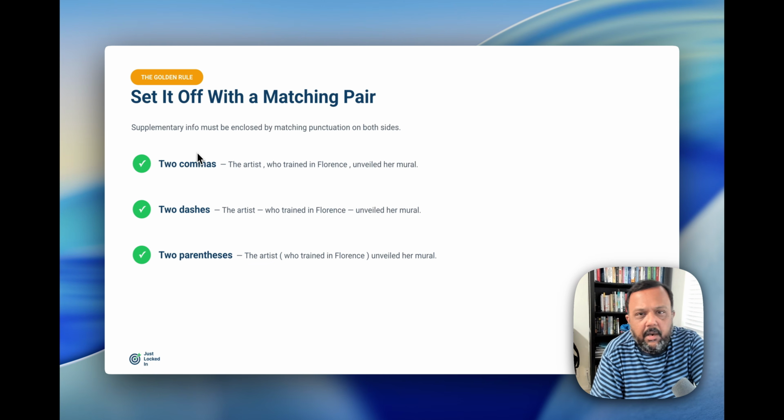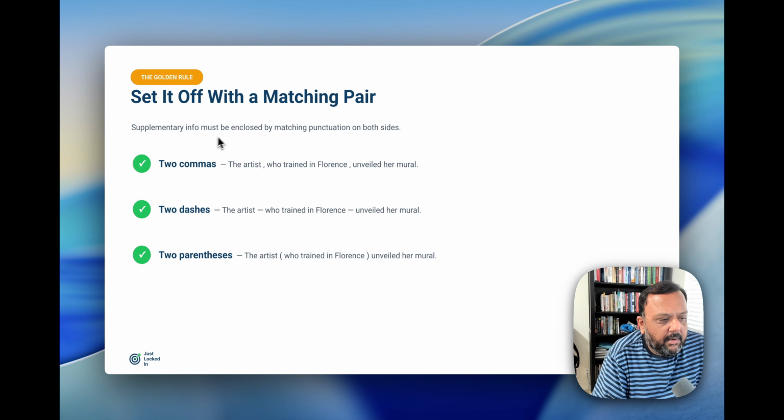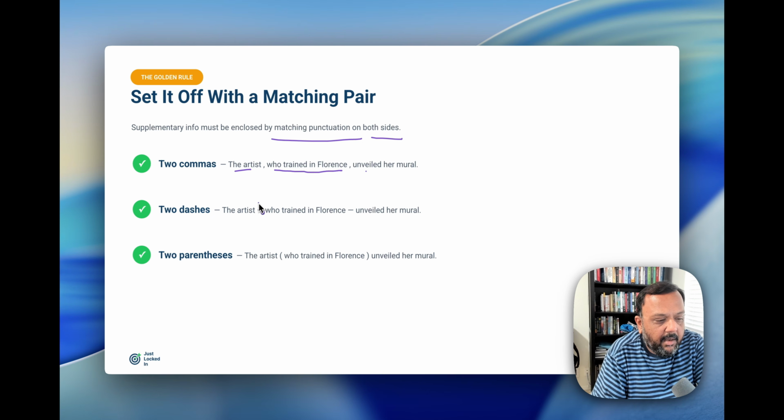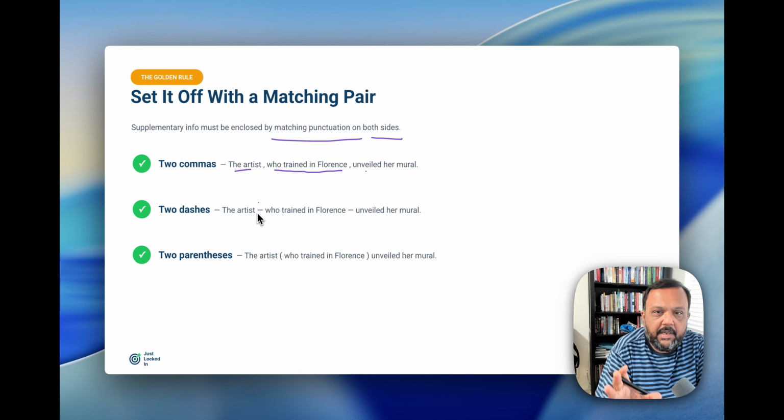So supplementary information. What are the punctuation rules? All supplementary information must be enclosed by matching punctuation on both sides. For example, here, 2 commas: the artist, comma, who trained in Florence, comma, unveiled her mural. Or you could use 2 dashes or M dashes: the artist, who trained in Florence, unveiled her mural. Again, you're just separating it out and saying, hey, this is additional information.